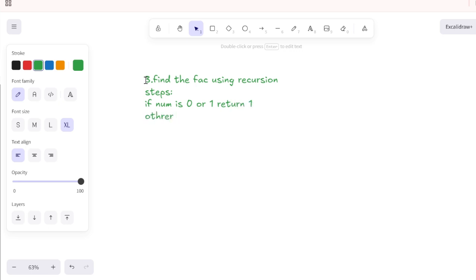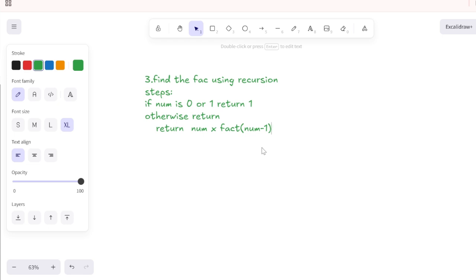Otherwise, return a simple formula. You need to just remember it. You need to return num into fact of num minus 1. Every time this formula will be called and it will be calculated and it will give the factorial number. So that is called recursion.